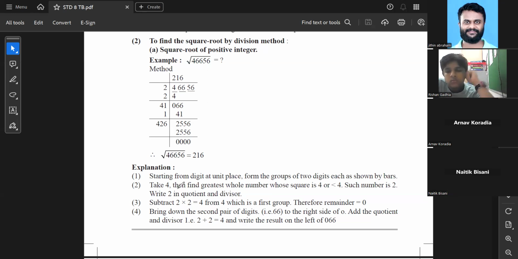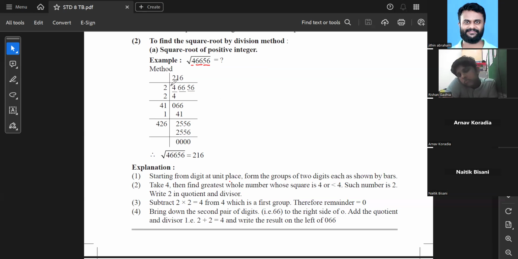So you have a number. Starting from the digit at the units place, form groups of two digits using bars. So starting from the units place, you break it into pairs of two digits, like 56, 66, and in front of that there is no pair, so I'll take only one digit, 4. The second step is what? Take 4, then find the greatest whole number whose square is 4 or less than 4.